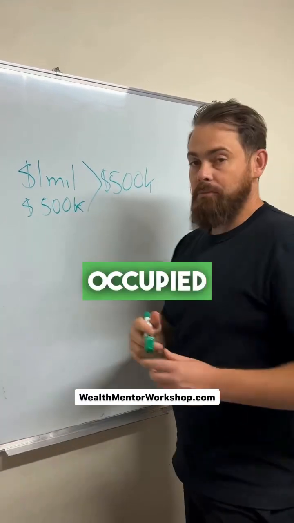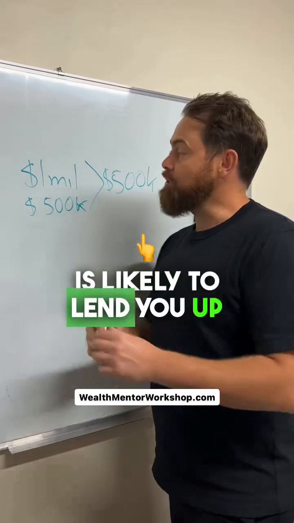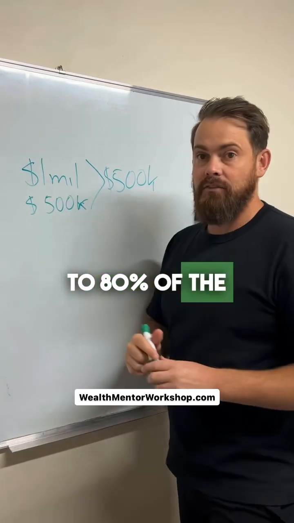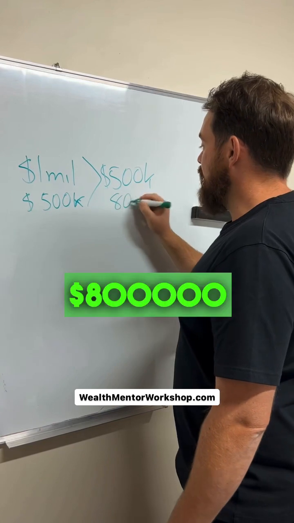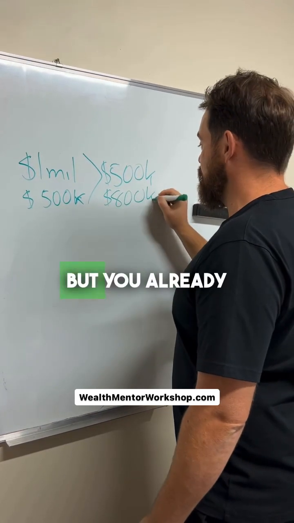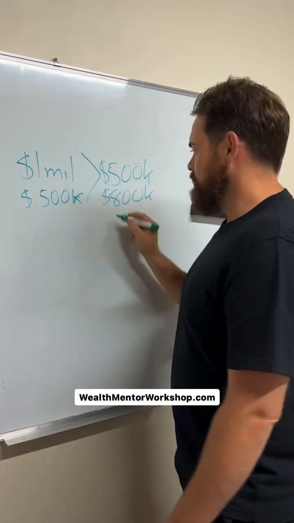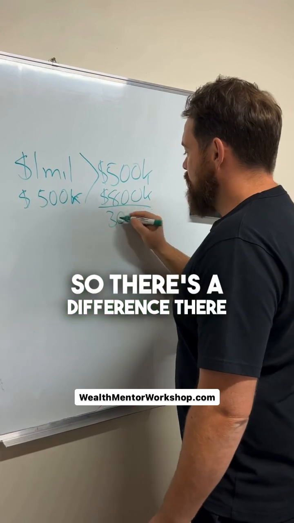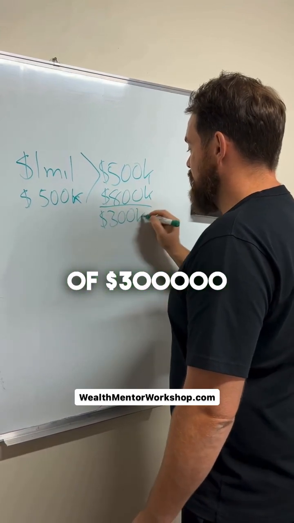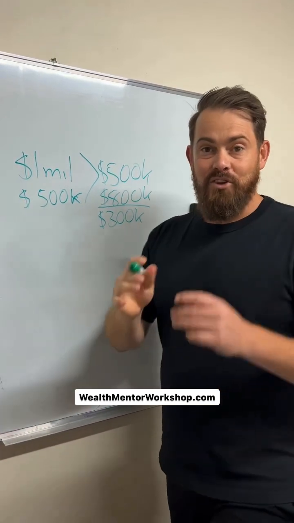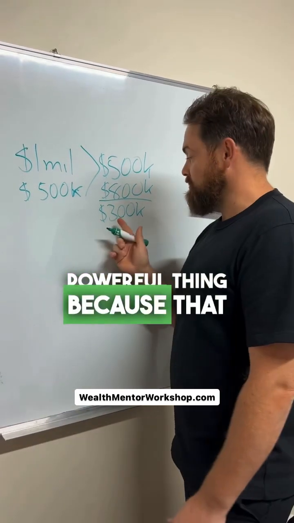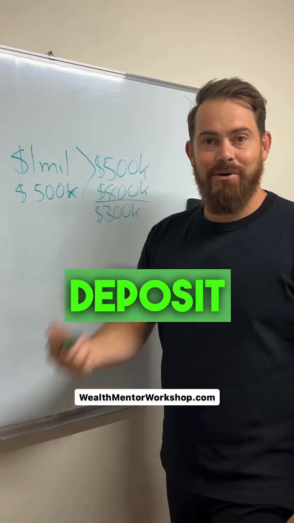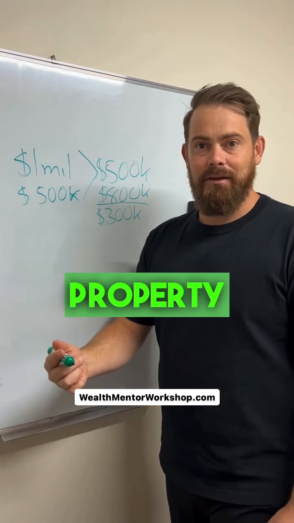If it's your own occupied, the bank is likely to lend you up to 80% of the value of your property. 80% of $1 million is $800,000 that they will lend you, but you already owe $500,000. So there's a difference there of $300,000, and that is what we call usable equity. That is the most powerful thing because that usable equity is a deposit for your next investment property.